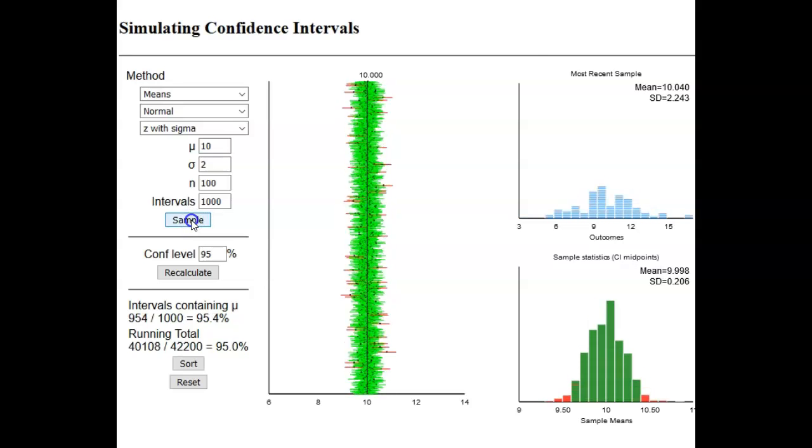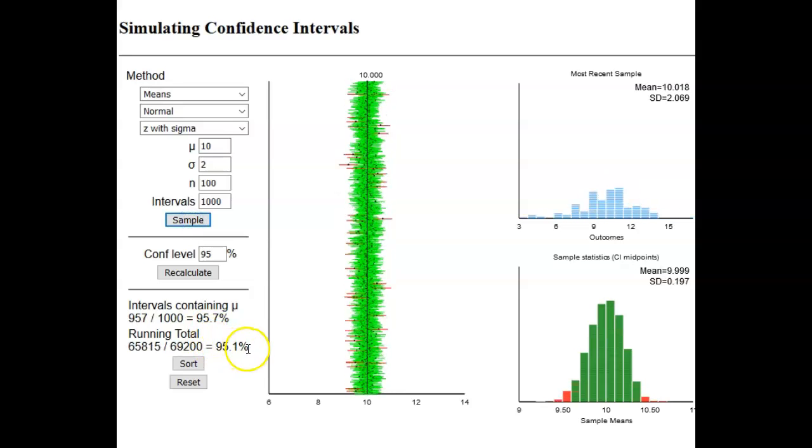So after many confidence intervals are created, we see that about 95% of them trap the true population mean within the interval. Here we've taken 69,200 confidence intervals, created from our samples, and we get 95.1% of those intervals containing the true population mean. So this is what we are talking about when we deal with level of confidence. Only about 5% of all of them will not contain the true population mean.